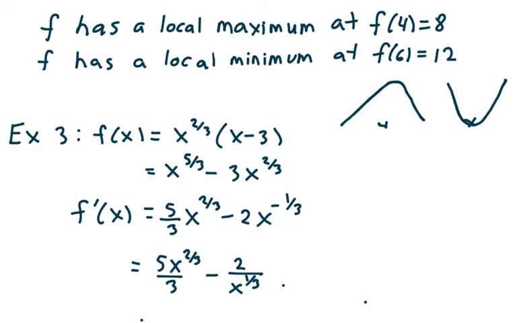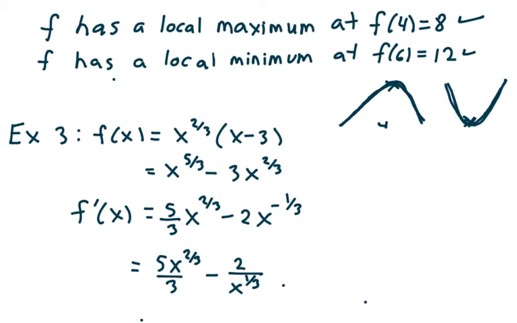So f has a local max at f of 4 equals 8, and f has a local minimum at f of 6 equals 12. And I literally think about the graph: increasing to decreasing, maximum, decreasing to increasing, minimum. I'm literally drawing that.